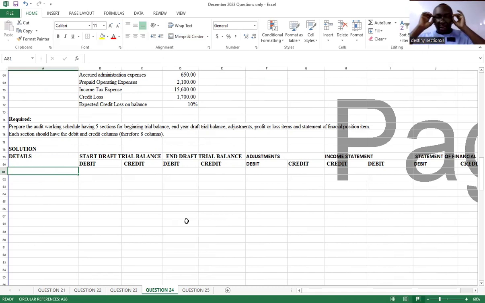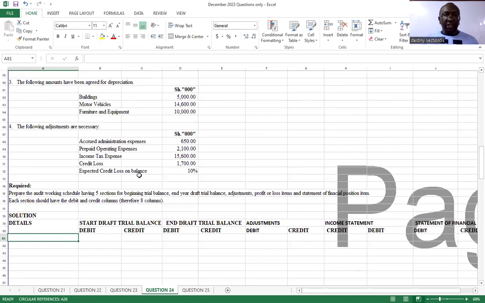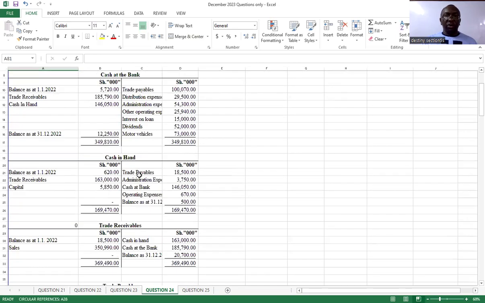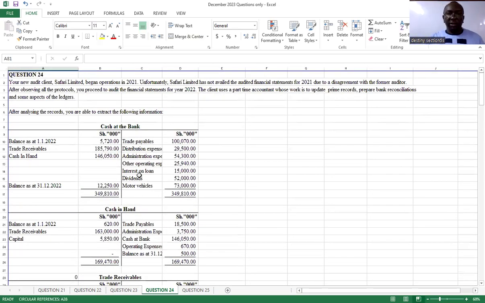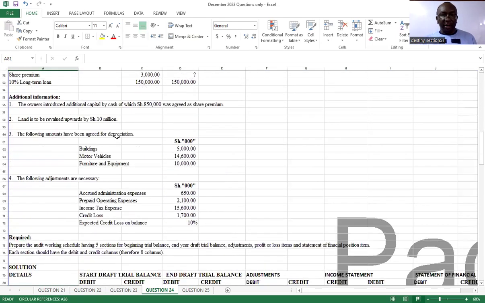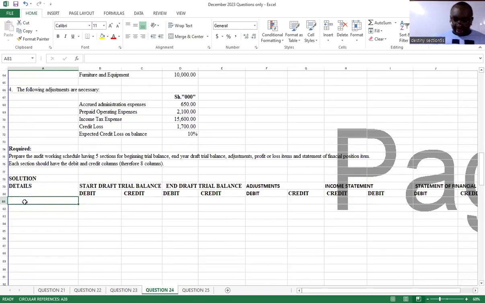So if we are there, let us now begin to record. Now, unfortunately, this one, we cannot copy the figures directly because they have presented using what we call the horizontal accounts or the T accounts. So we will have to pick item by item. So the first item that we can see here is cash at bank. So let's come and record it here. Cash at bank or bank balance, whichever way you prefer.